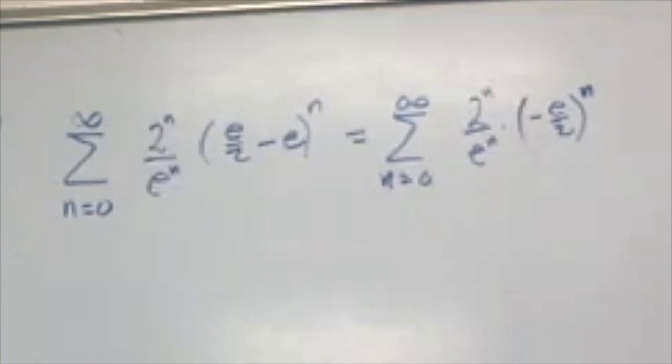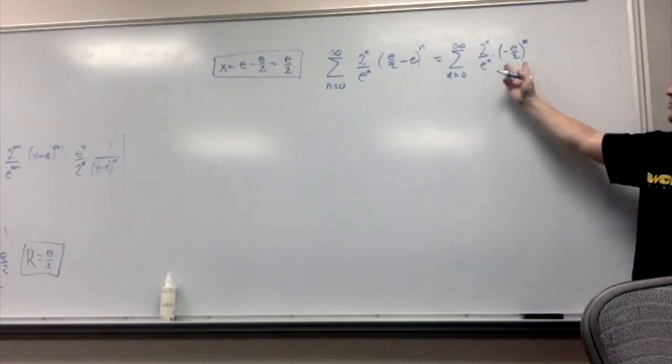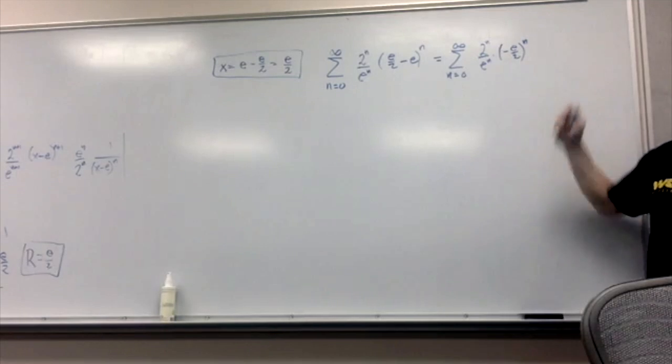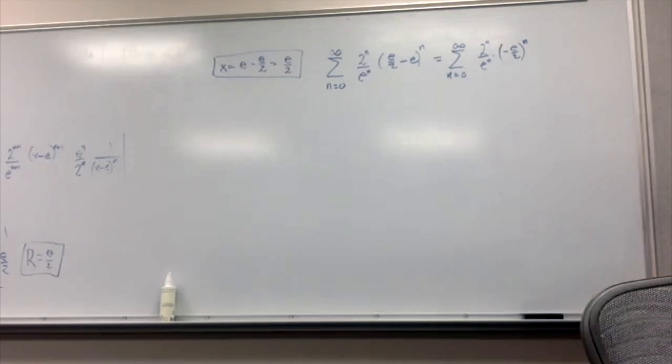Okay. And this, whenever the base is negative, you can kind of split it up as negative 1 to the n and e over 2 to the n. Okay.